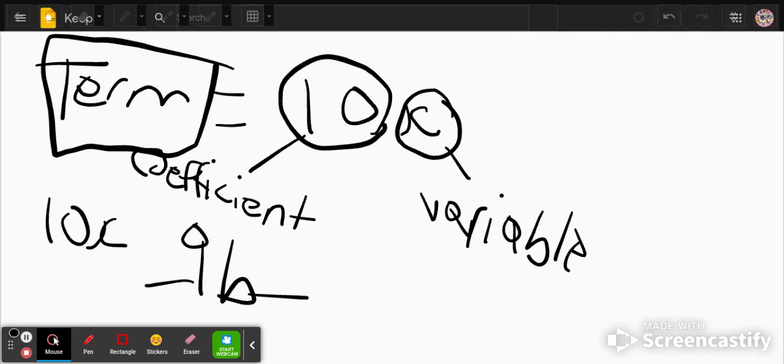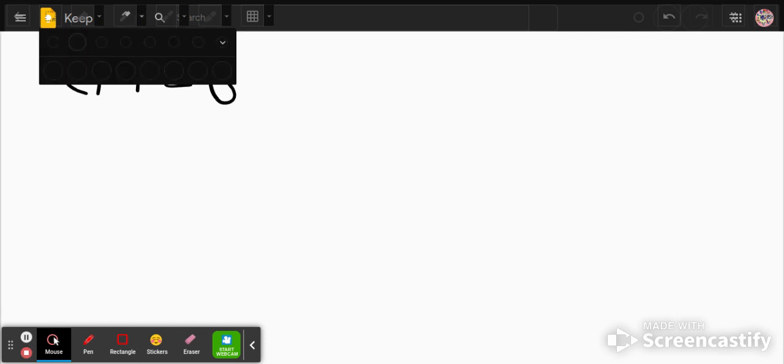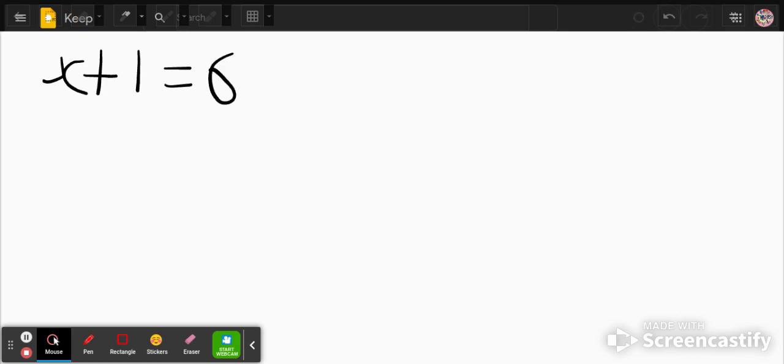So now, let us go to solving algebraic equations. So what we have on screen is x plus 1 is equal to 6, right? In algebra, the main aim is to get x by itself, right? So to do this, we need to eliminate the number that is beside the variable x, right? And what number is that? That is positive 1. So to do that, we need to do the opposite of positive 1 to get rid of that 1, right? So now, what is the opposite of positive 1? That is negative 1, right?